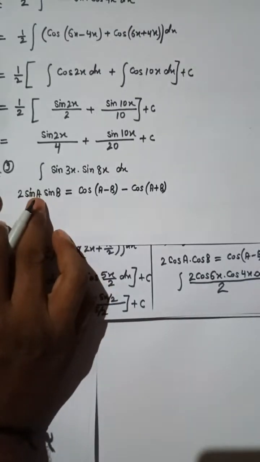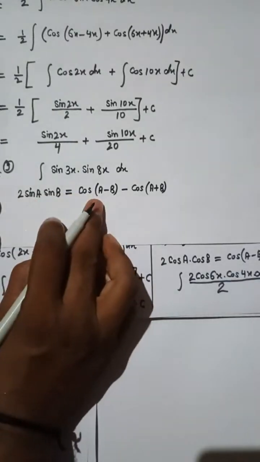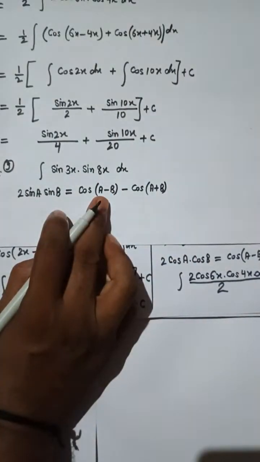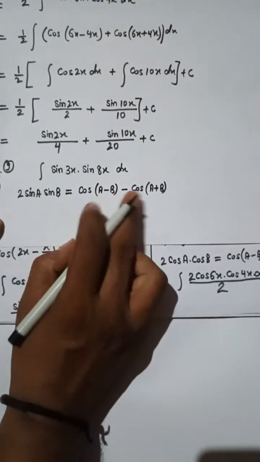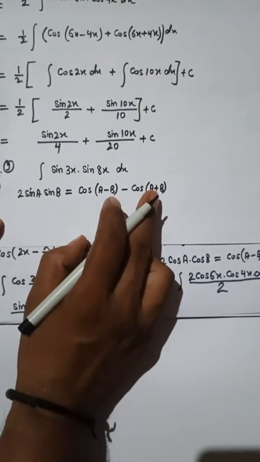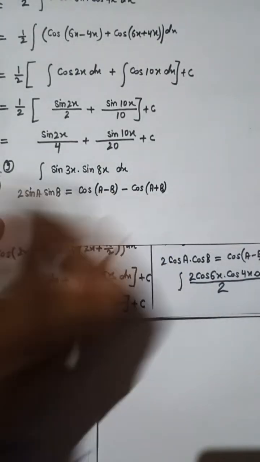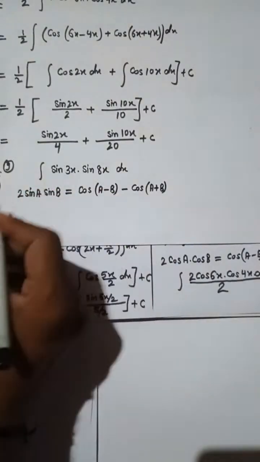If one is sine and another is cos, then we'll have sine(a plus b), and if cos a is there and a is more than b, then we'll have negative sine(a minus b). So for sine a and sine b, we are using this formula here to solve this problem.